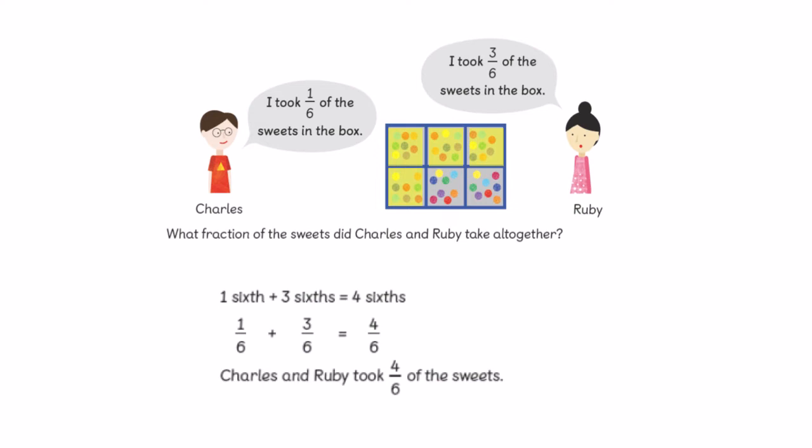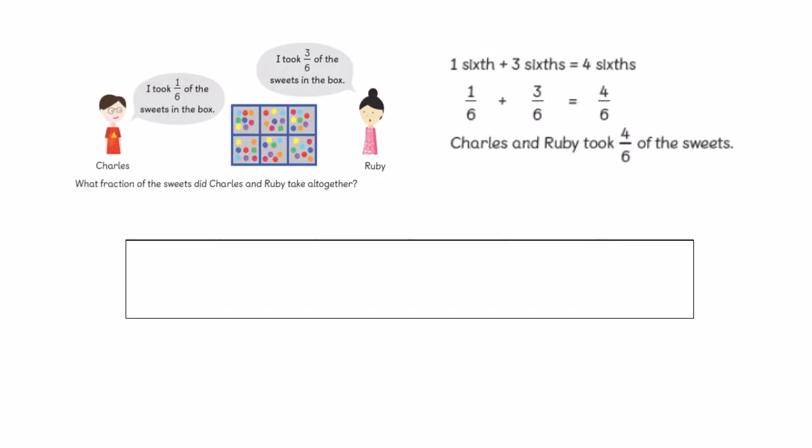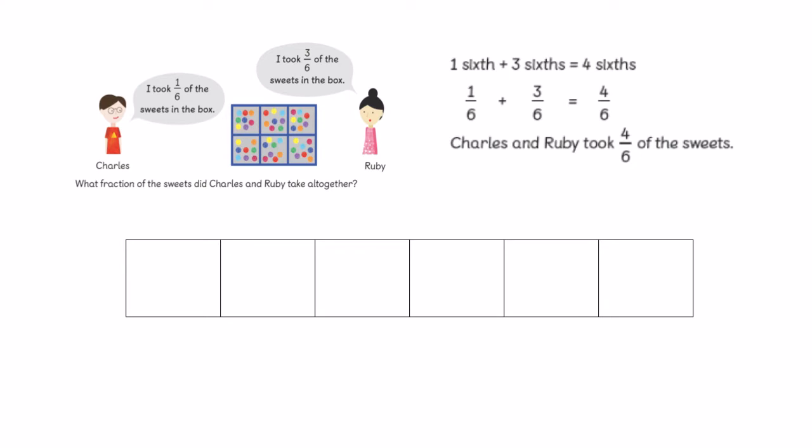Let's see if we can prove our answer by using a bar model. This bar represents the total number of sweets. How many parts are the sweets split into? Correct, they're split into 6 equal parts. Charles took 1/6, 1 of those 6 parts. Ruby took 3/6, 1, 2, 3 of those equal parts. Altogether, 4 of the parts were taken. Altogether, 4/6 of the sweets were taken.